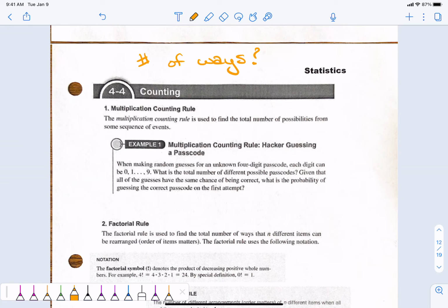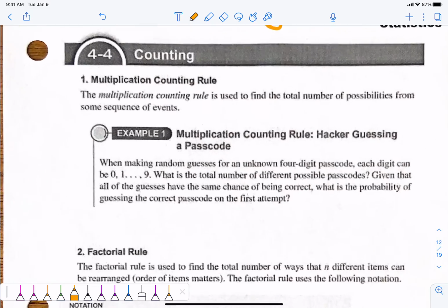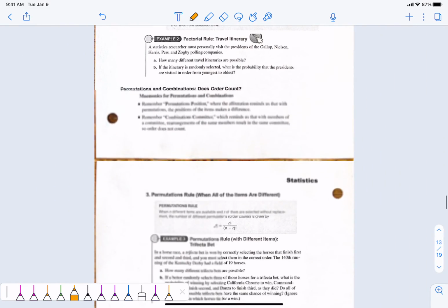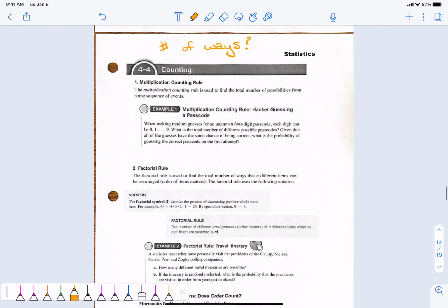Are we doing the whole notes today? We're doing half of them. Okay. Yes, correct. All right, counting. Thanks, Miss. You're so welcome. I appreciate it. You're so welcome.